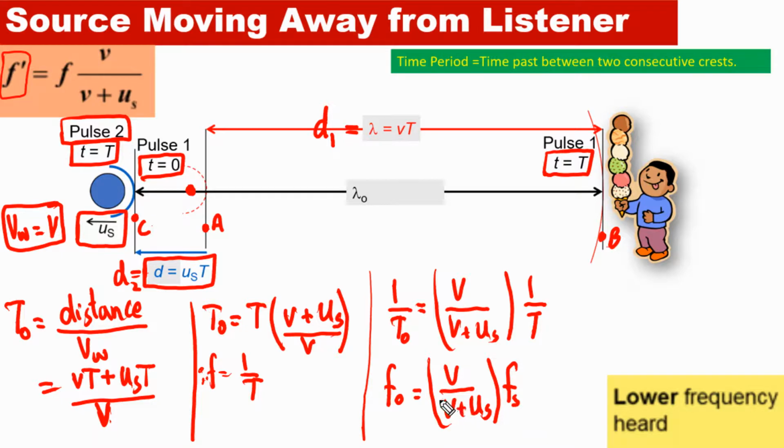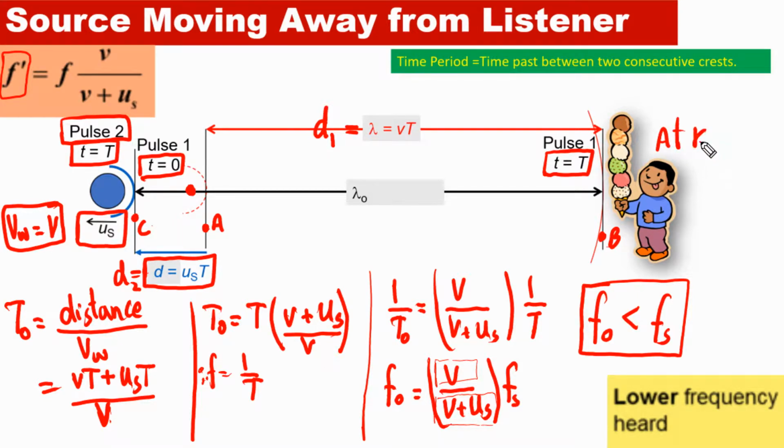Now if we look at this carefully, we can see that the denominator is greater than the numerator. So we can say that in this case the observed frequency has to be lower than the frequency of the source. This is how we can find the observed frequency when the source is moving away from the listener and the listener is at rest. So here is our listener, and the listener is at rest. In this case, lower frequency: the frequency heard by the listener will be lower than the frequency produced by the source.